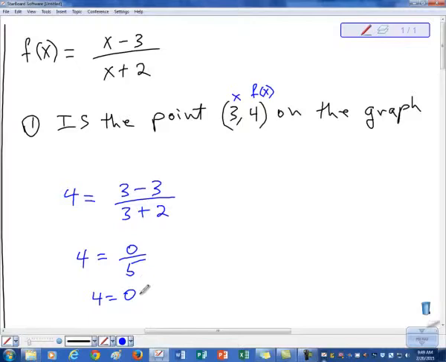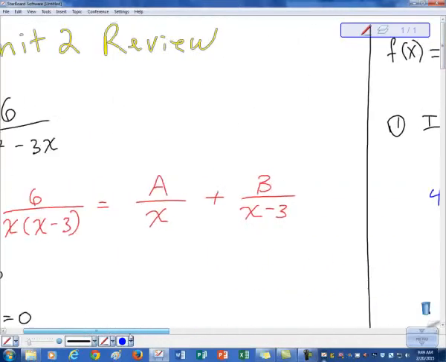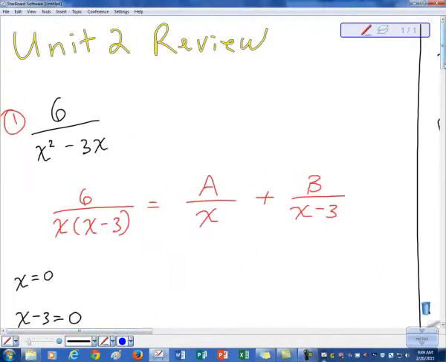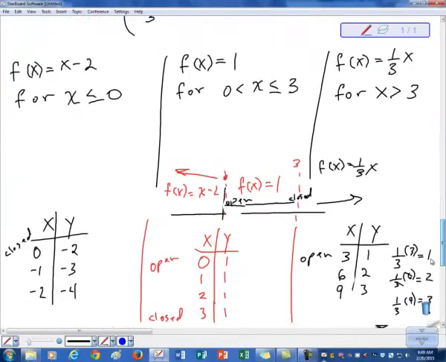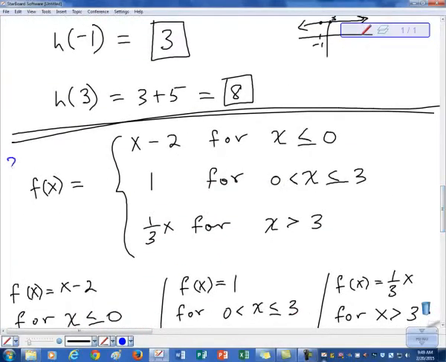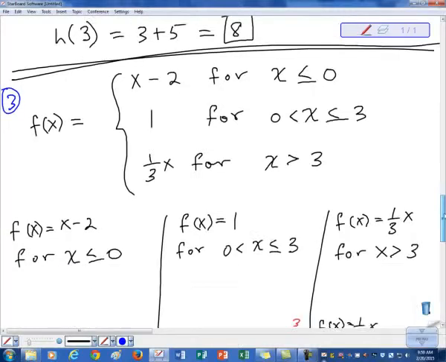So in order for this to be a yes, both sides would have to be equal. Since both sides don't equal, the answer is no. Alright, and this was question 3, this is question 4.